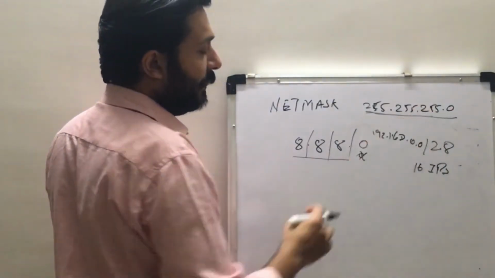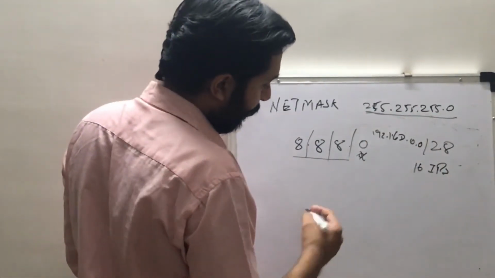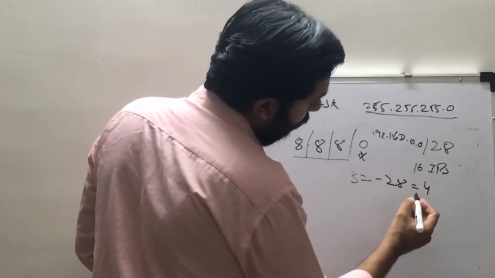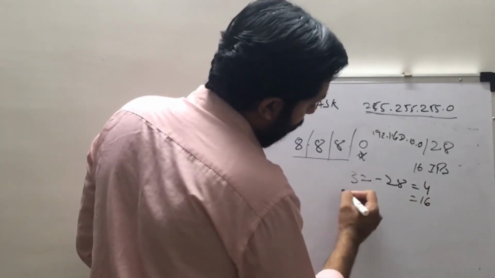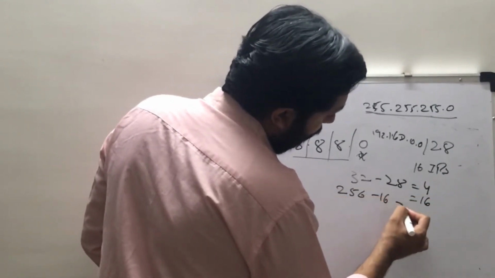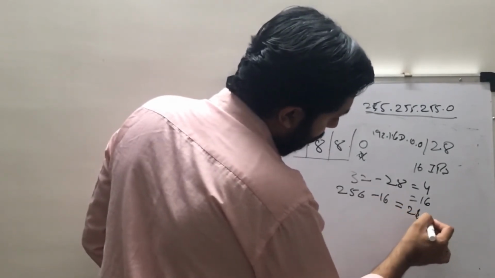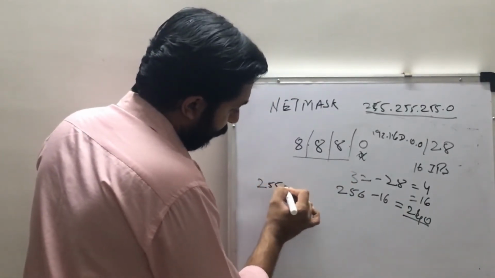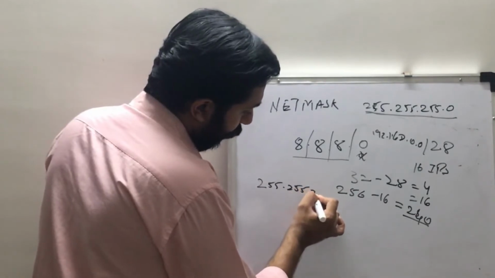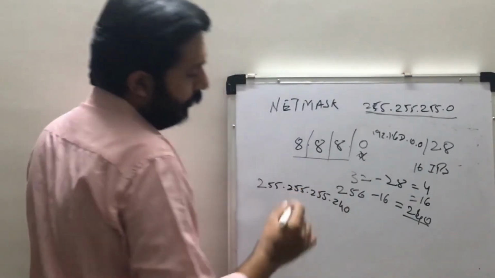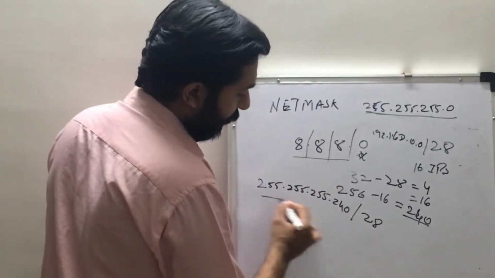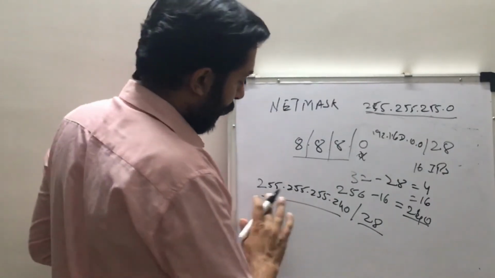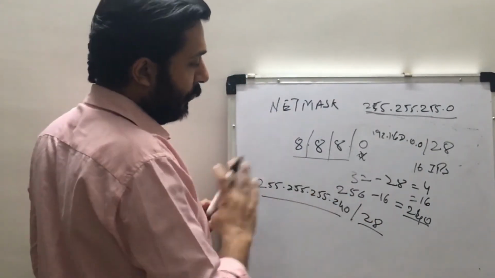But if you are asked to write the subnet like this, or net mask like this, then you subtract 32 minus 28, that is equal to 4, and that is equal to 16 IPs. You subtract 256 minus 16, that is equal to 240. So your net mask becomes 255.255.255.240. This is your /28. These both are the same. I'm sorry, I'm writing a bit slanted, but your /28 is equivalent to this.